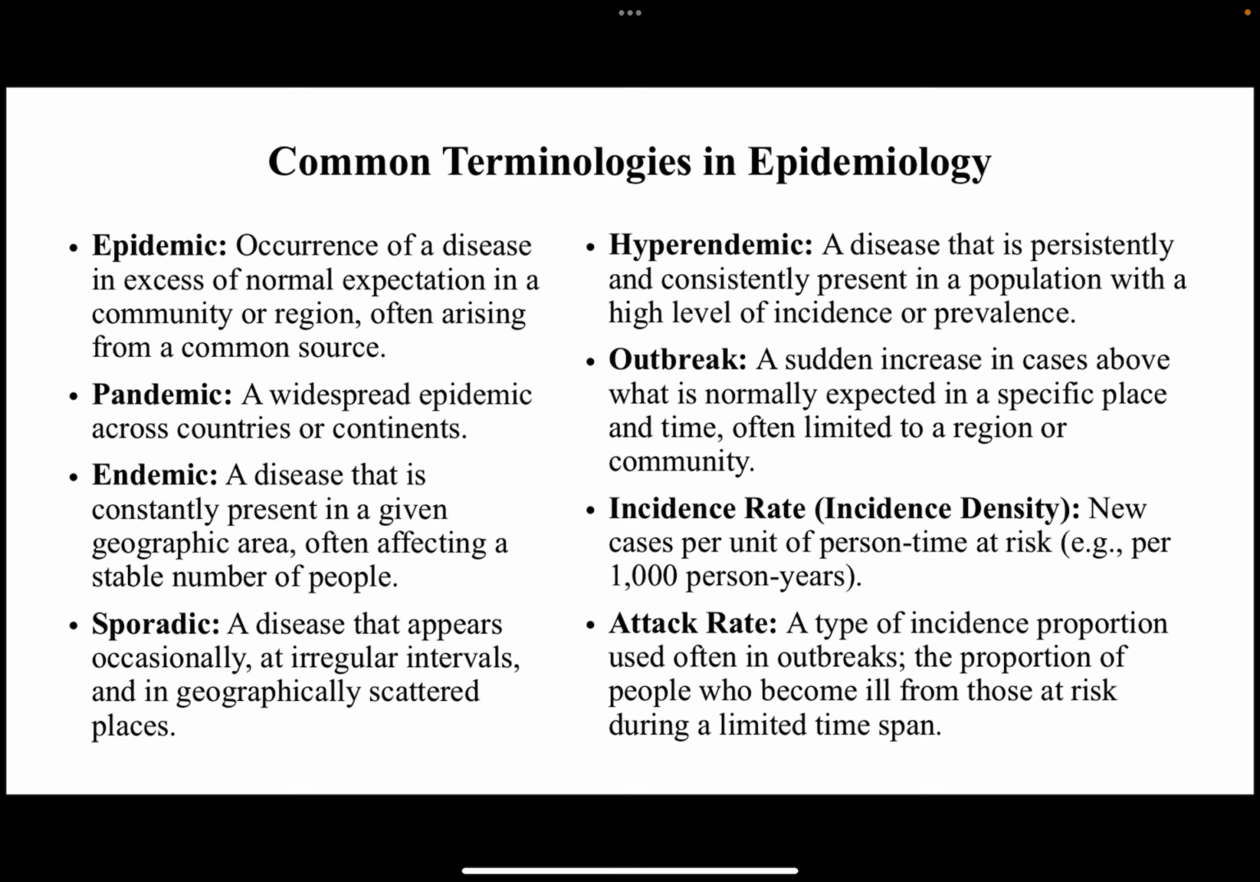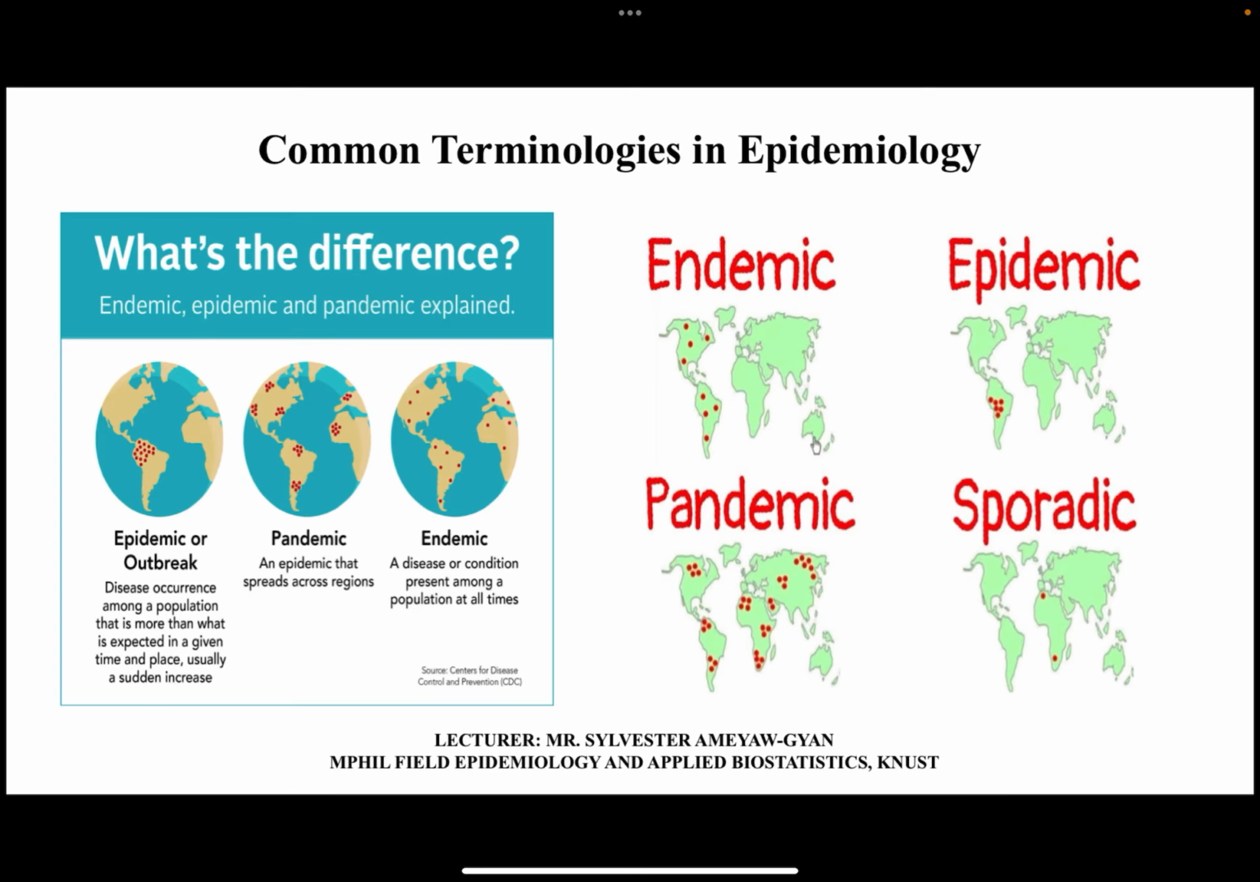Then the larger one, the global one, is the pandemic. So pandemic is when an epidemic is occurring across multiple countries, different countries. Then you can now call it a pandemic. Okay, good. So that brings us to the end of the video on these four terminologies: endemic, epidemic, pandemic, and sporadic. Okay, so sporadic is when a particular condition is occurring occasionally. Okay, so occasionally.